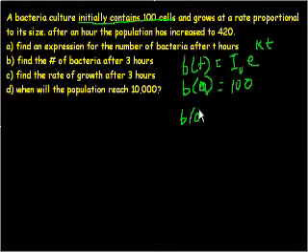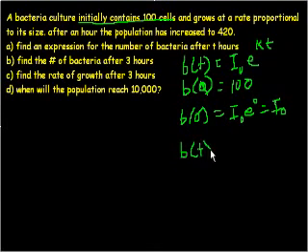Let me do that actually. b of 0 is also equal to I naught times e to the k times 0, and e to the 0 is 1, so it equals I naught. The bacteria at time 0 is 100, so I naught must be equal to 100. Okay, so we're making some progress. We know that the bacteria as a function of time is equal to 100 times e to the kt. Now if we just knew k, we would have done part A, find an expression for the number of bacteria after t hours.